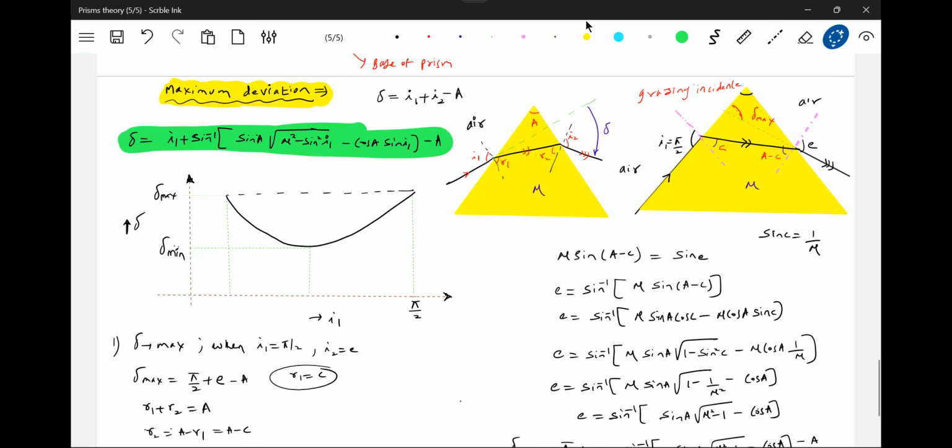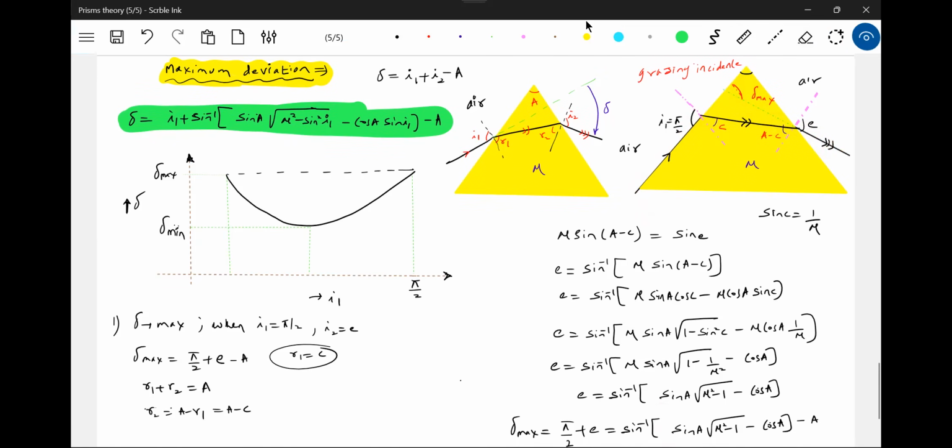The ray was incident on the first face at grazing incidence, underwent refraction, and will emerge out. So this particular deviation we'll call the maximum deviation. How much it is depends on these things. The formula below is there. Then what should be the angle of incidence? 90 degrees. I want this particular angle.